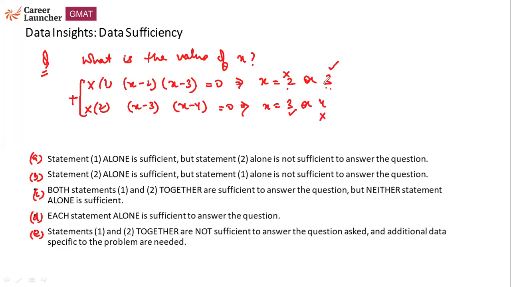Clubbing together, after clubbing, we are getting a definite value for x. What is the value of x? That is 3, which satisfies both the statements, and that's a definite value. That means we are getting an answer after clubbing. Option C seems to be the truth.